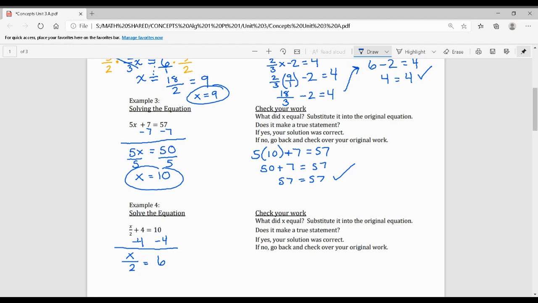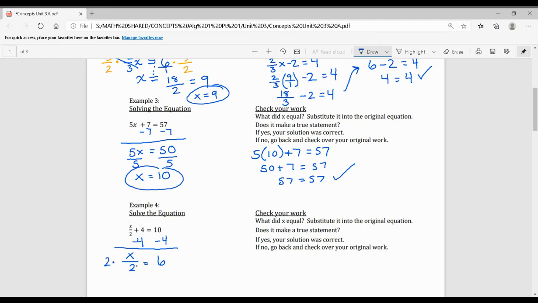Max, I'm going to chime into you because I know you had a question. Do you know now what you would do? How would I get x alone? What operation is currently happening, Max? Multiply. That's what we will do because it's saying x divided by 2. So to undo dividing, we will multiply.